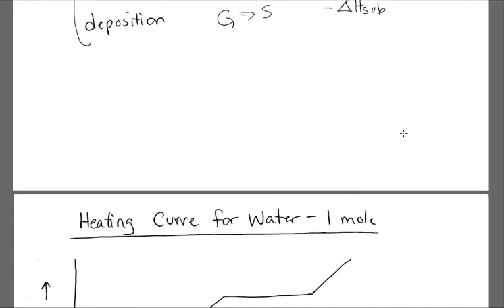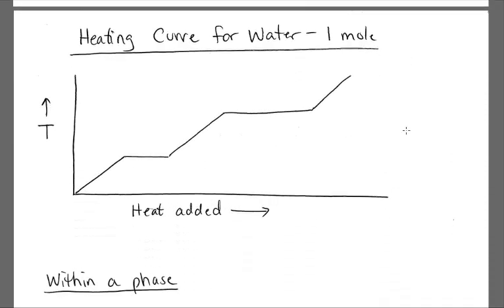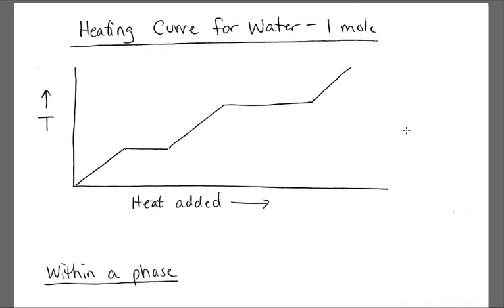All right, now let's look at what we call a heating curve. And we're going to do this specifically for water, but it can be done for other substances as well. So a heating curve is where you have on the x-axis heat added, which is Q, and on the y-axis is temperature. So as you take a substance from a solid and add heat, it will get warmer and warmer and warmer. So we go up. So as you add heat to it, by putting a flame under it or whatever you do, it will get warmer and warmer.